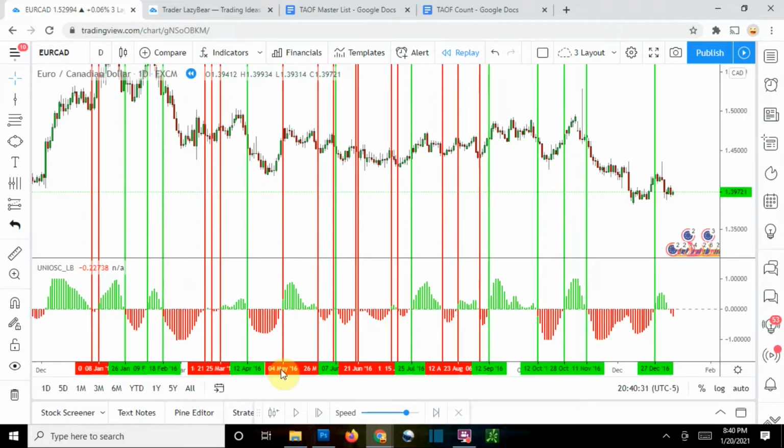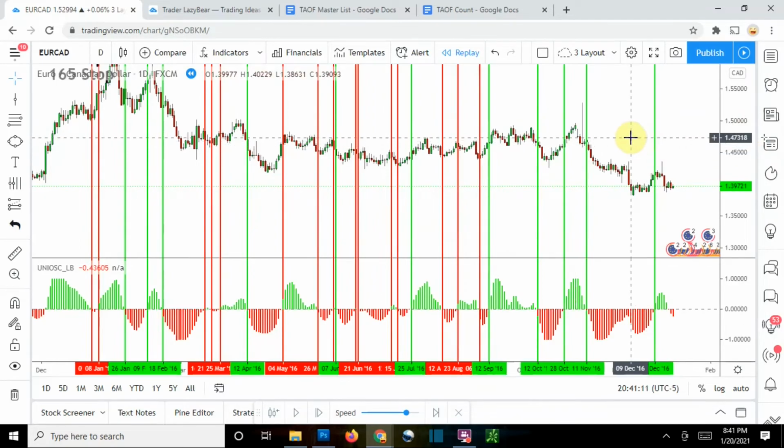Let's count these out and see what we get out of them. We have 1, 2, 3, 4, 5, 6, 7, 8, 9, 10, 11, 12, 13, 14, 15, 16, 17, 18, 19, 20, 21, 22, 23, 24, 25, and 26. So we have 26 signals altogether, and we have 11 winning trades. And so unfortunately, that is not going to meet the 60% criteria.